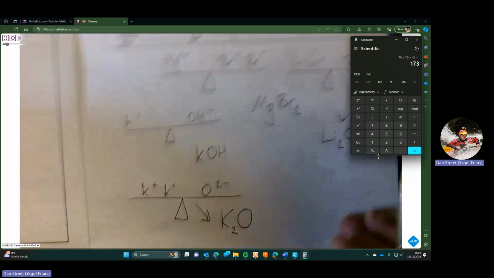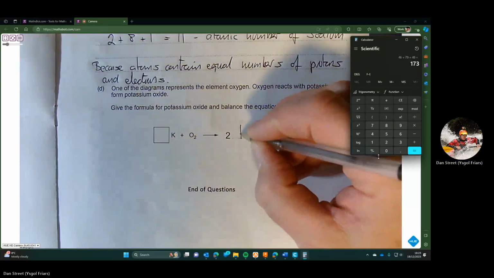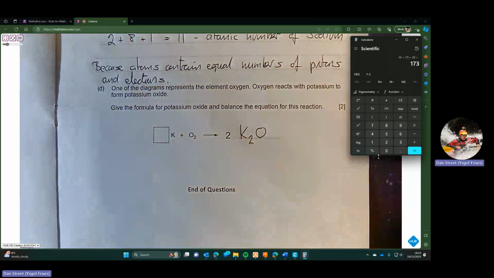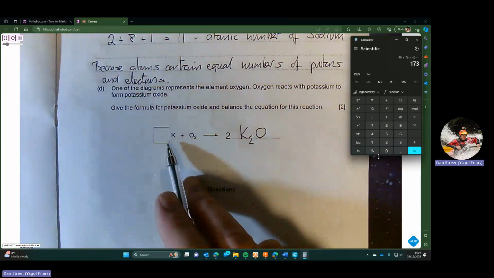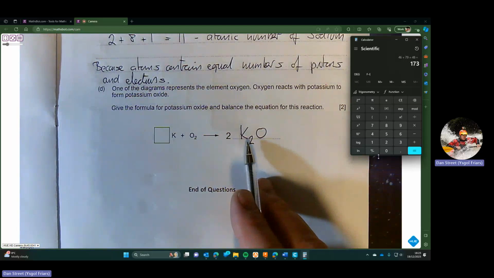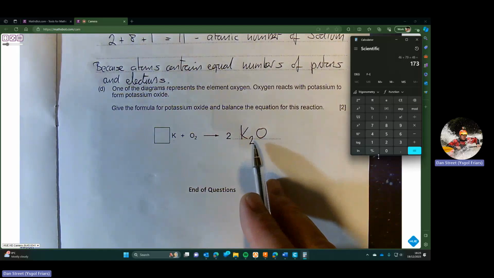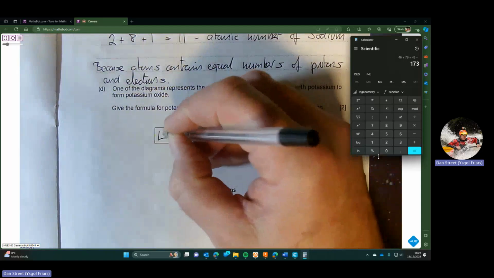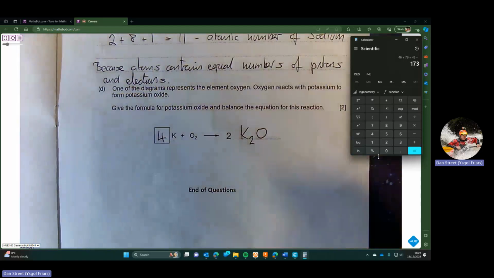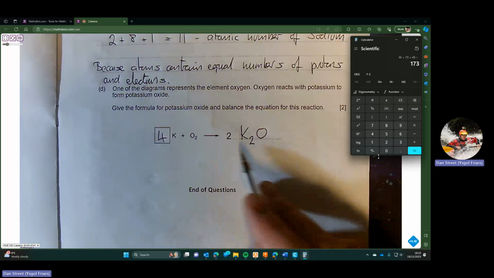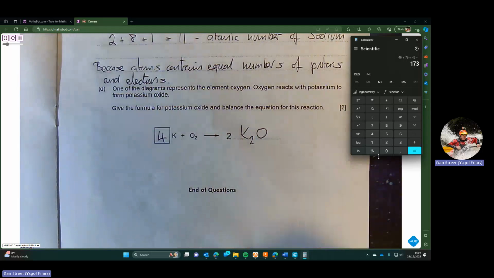So if we go back to our question, we can now put in K2O as our formula. And then in order for this to balance, we need to make sure we've got enough potassiums to make 2 K2Os. So 2 K2Os requires 4 potassiums altogether. Okay, so we put a 4 there, and that should balance it up because we've got 2 oxygens here and we've got 2 oxygens there. So that is balanced.